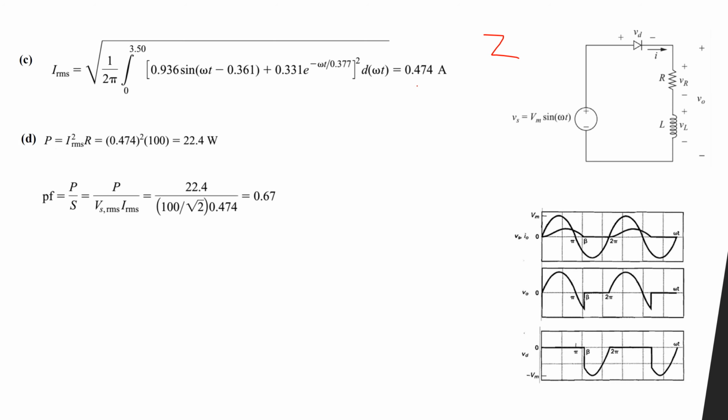0.474 amperes. As you can see, the output power is 22.4 watts, the current is 0.47 A RMS, and the supply is 100 V peak, divided by root 2 to convert it into RMS. So the power factor of this circuit will be 0.67. So we learned in this lesson how to obtain the output power, the root mean square, the average, the beta angle, and all of this using a very simple example.